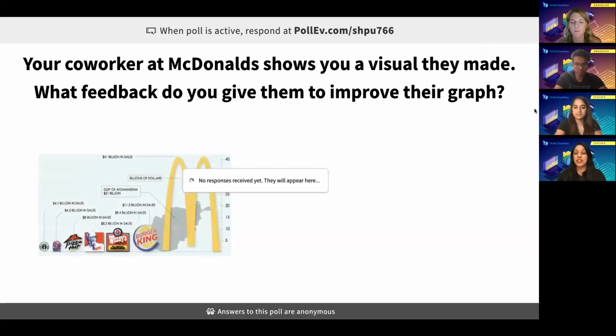Cool. So the next question. Now we have to think back to our visualization best practices. Your coworker at McDonald's shows you a visual that they made. What feedback do you give them on improving their graph? So think about this graph. What is it trying to show? What do you think it should show? And how can they improve it to get from A to B? And feel free to even point out things that it is really terrible at or really good at.